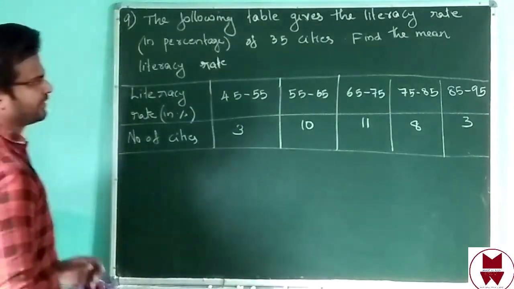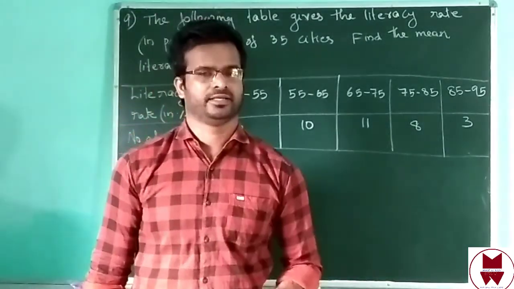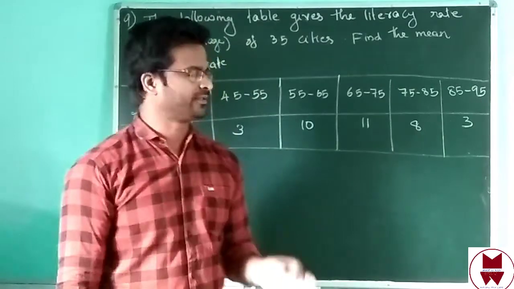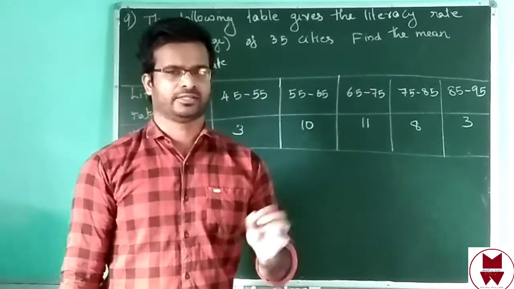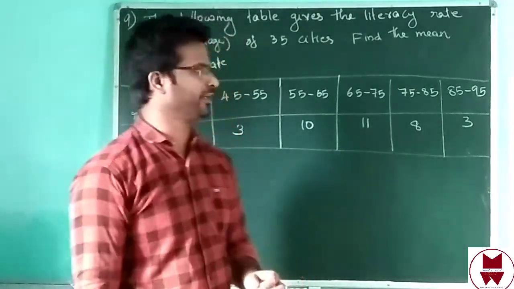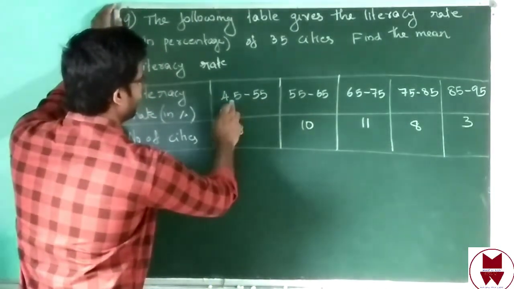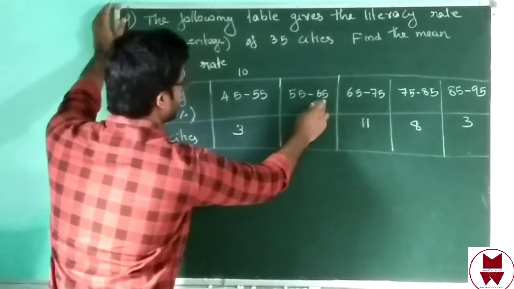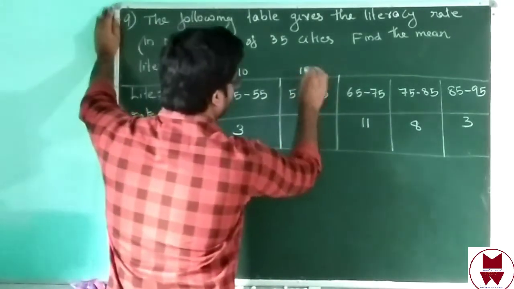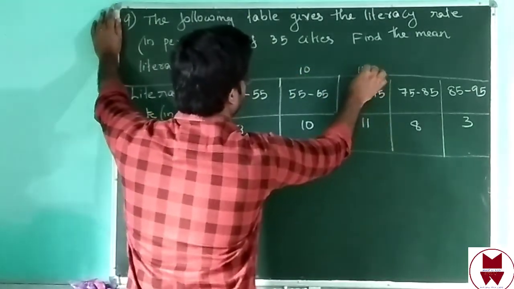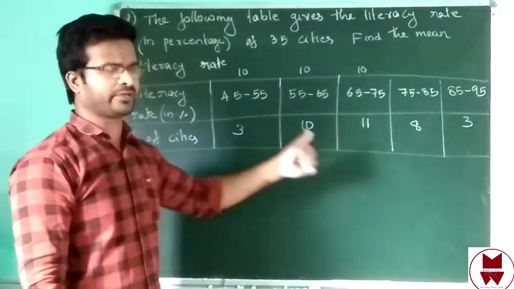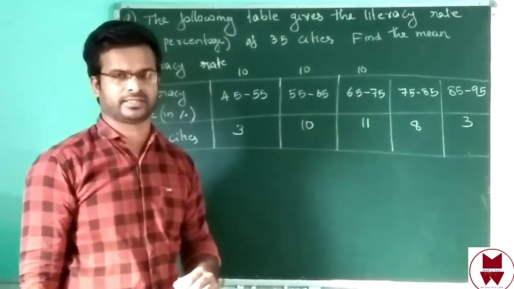In here which method will we use? We can use any method: direct method, step deviation method, or assumed mean method. Any method we can use, because check the class width. What is the class width? 55 minus 45 is 10. In here 65 minus 55 is 10, then 75 minus 65 is 10. All the class widths are equal. That's why we can use the step deviation method, isn't it?